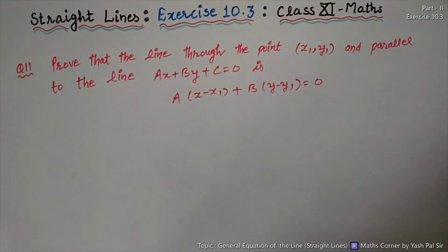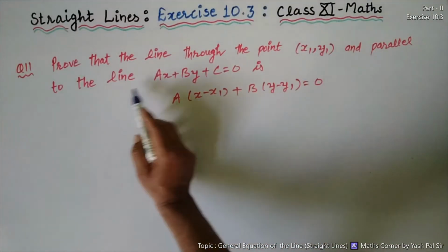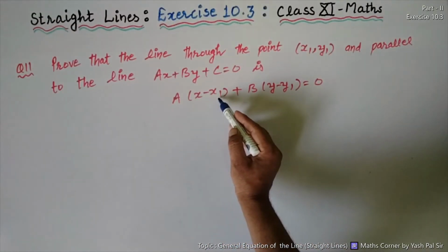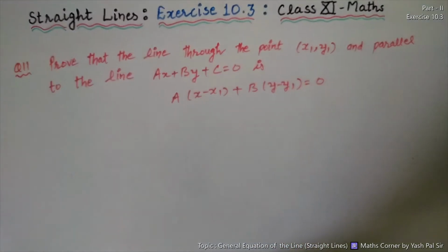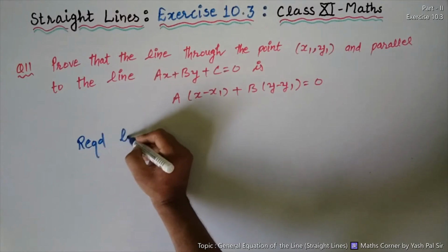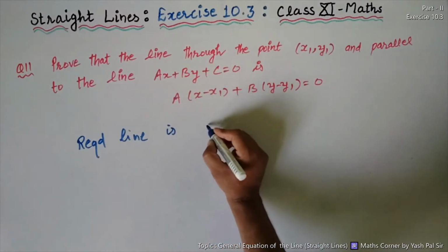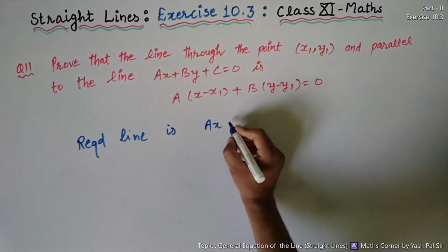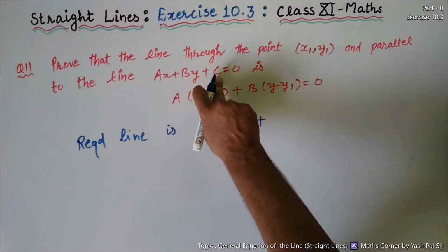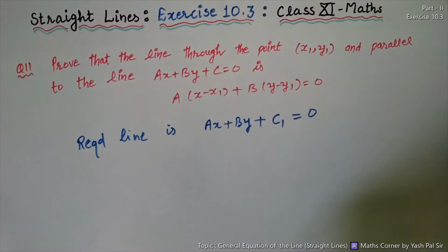Question number 11. Prove that the line through the point (x1, y1) and parallel to the line ax plus by plus c is equal to 0 is a into (x minus x1) plus b into (y minus y1) equal to 0. So first of all, the required line which is parallel to this line is like this: ax, coefficient of x will be the same, plus by, coefficient of y will be the same, but the constant will be different. Suppose this is c1 equal to 0.